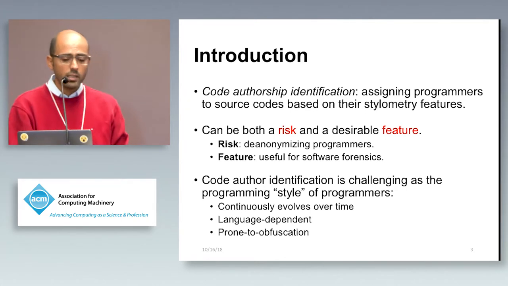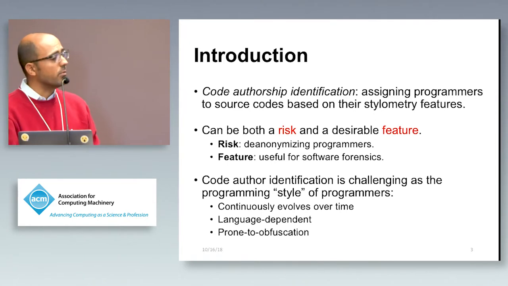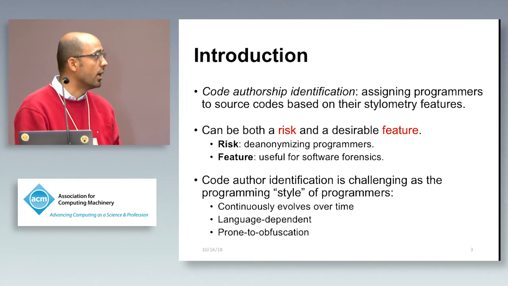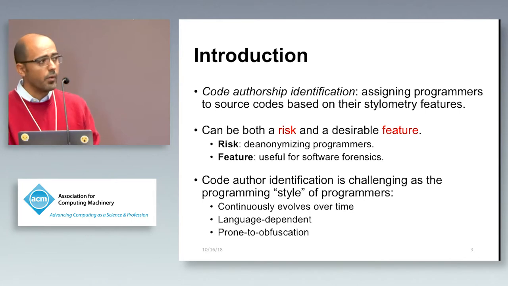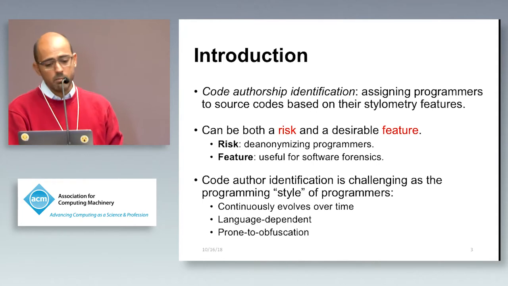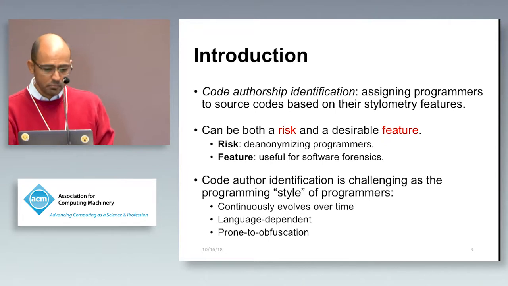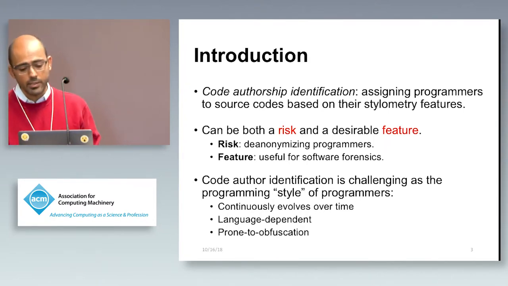In a nutshell, what we are doing here is code authorship identification. By identification, we mean assigning labels to source codes based on some intrinsic style metric features. That in itself can be a good thing and a bad thing. If you attended yesterday's sessions of WBiz, maybe you've heard about the risk of de-anonymization of programmers as a privacy issue. Also, this can be used as a desirable feature in software forensics. A good example of this is the dispute between Oracle and Google.